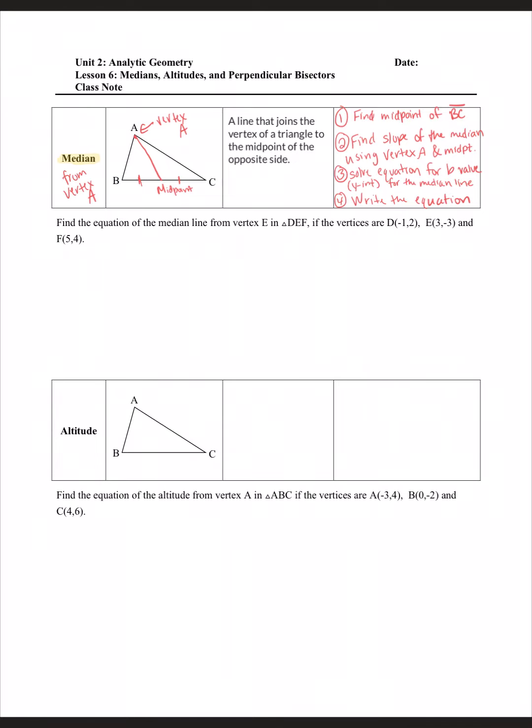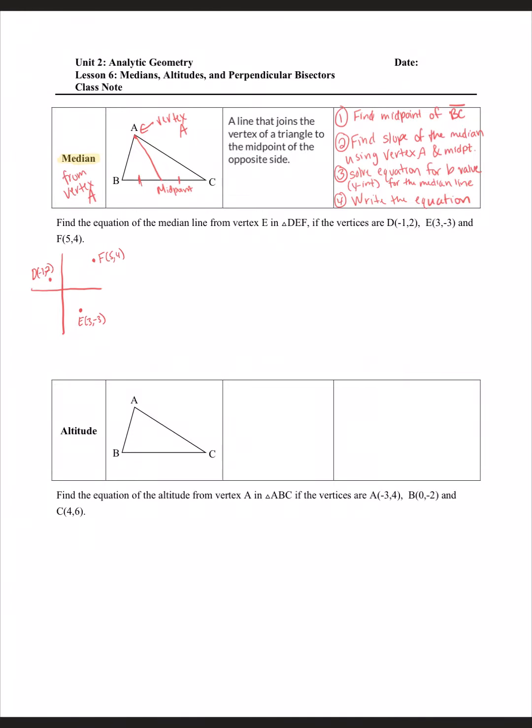So let's take a look at an example, and we'll even do a rough sketch of this triangle, so it'll hopefully help us see what we're doing. It says, find the equation of the median line from vertex E in triangle DEF if vertices are D at -1, 2, E at 3, -3, and F at 5, 4. So I'm just going to draw a rough sketch of this triangle. If we had it on our Cartesian plane here, D is at -1, 2. And then we have E at 3, -3, somewhere down here. And we have point F at 5, 4.